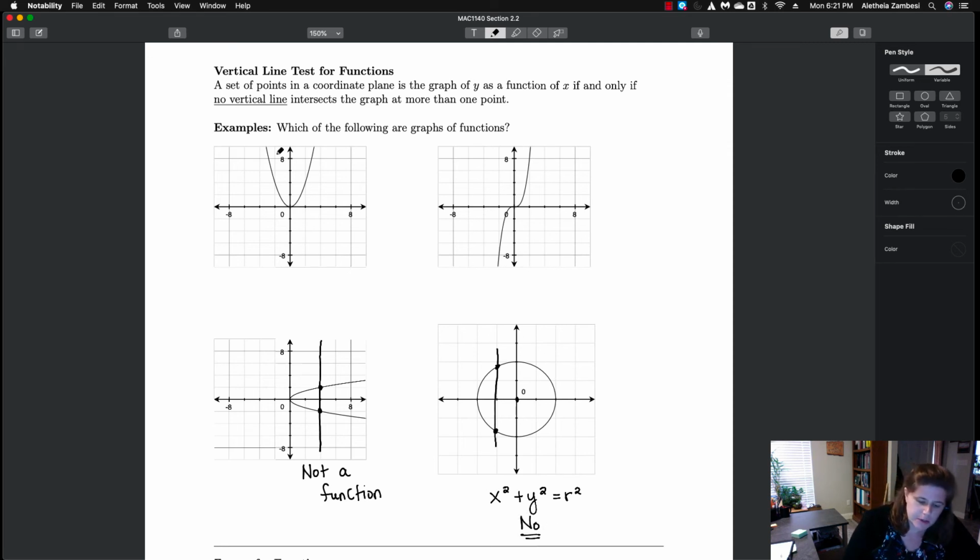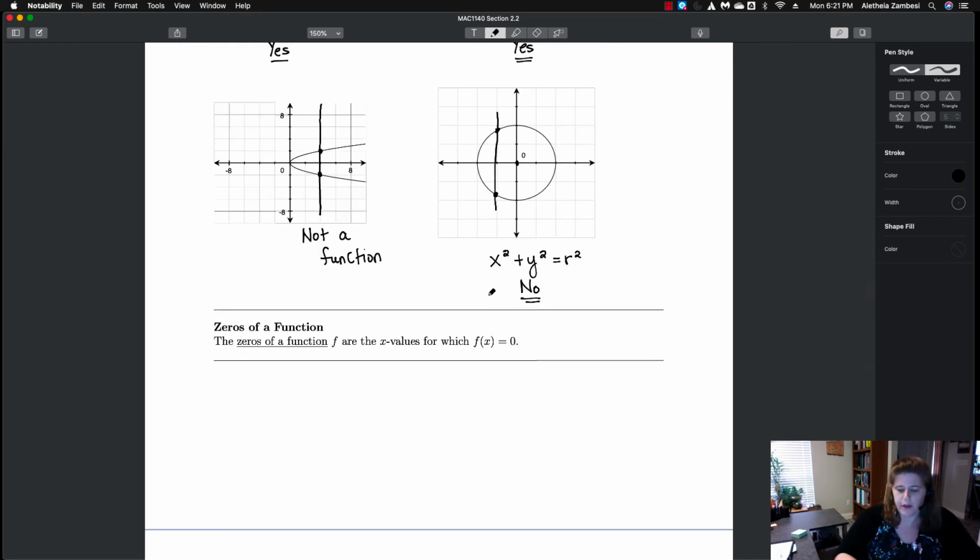Looking at these top two, no matter where I draw a vertical line here, I'm only hitting the graph once. So this, by the vertical line test, is a function. Same thing is true here. No matter where I draw this line, even though it gets steep toward the edges, I'm still only hitting it once. So we do have a function here.